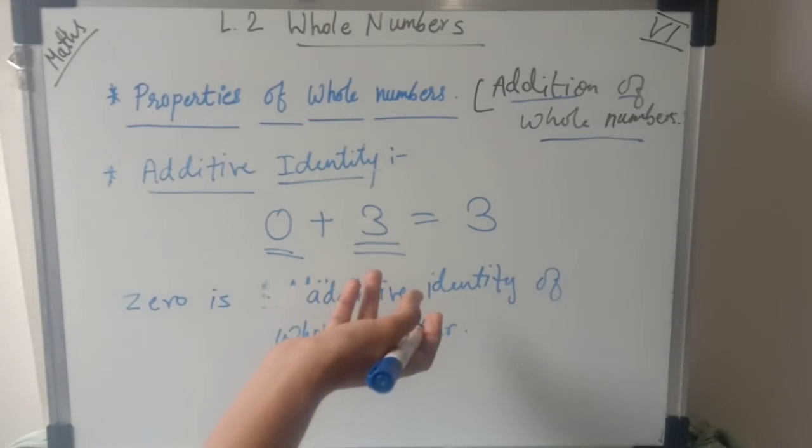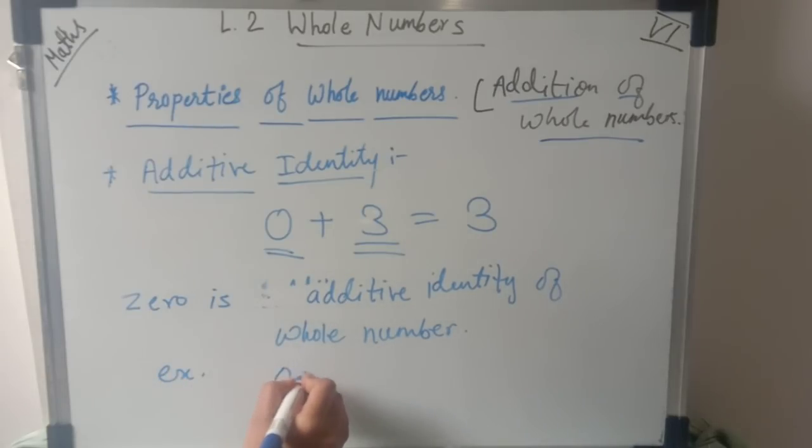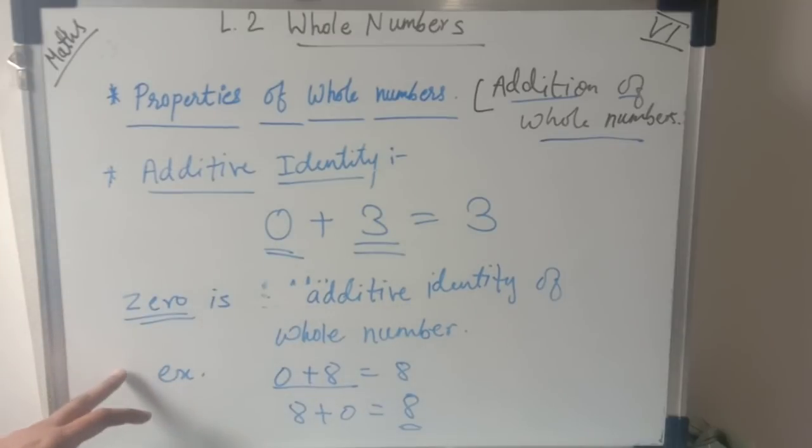Okay, if you change their order also you will get the same number. For example, if I add 0 with 8, I will get 8. If I change their order, 8 plus 0, then also I will get 8. So here 0 does not change the value of the whole number, we get that same whole number after adding 0, and that is why 0 is the additive identity of whole numbers. That you have to remember, it is very important, because on the basis of this we are going to solve our next exercise. Now let's see the next term which is related to the addition of whole numbers.